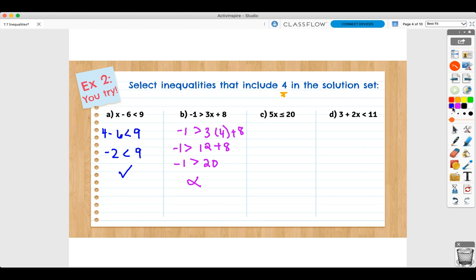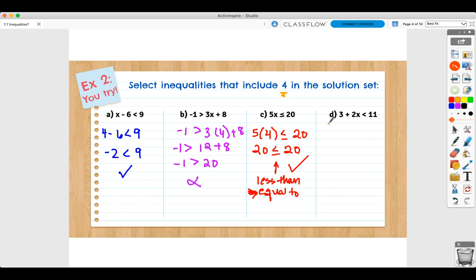Another one. 5 times 4 is 20. So what is that inequality symbol telling you? Remember, that means it's less than or equal to. Because of that part of it, this is going to be a true statement. 20 is equal to 20. It's not less than, but it's an or statement: less than or equal to 20.